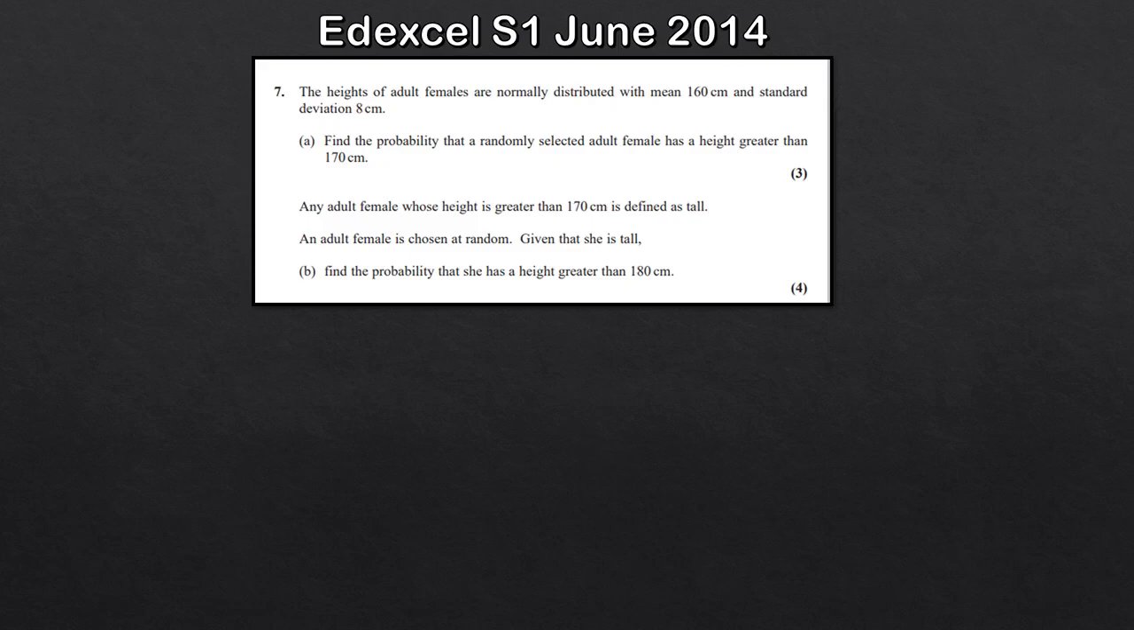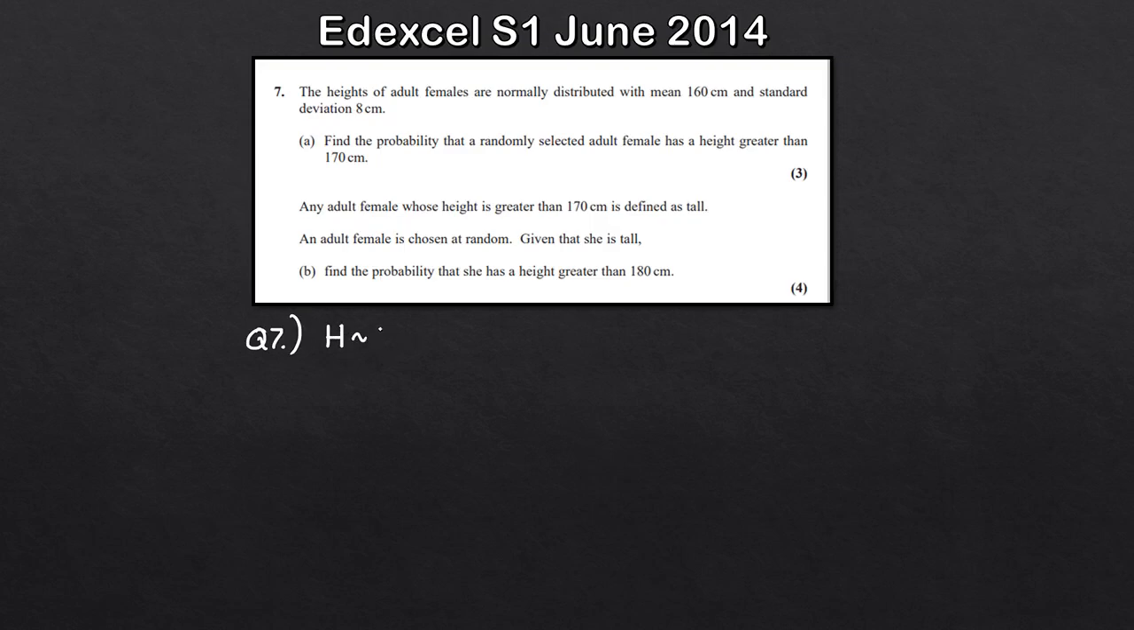So this is Edexcel S1, June 2014. Part A is pretty standard. We're just asked to work out a probability. So again, we're going to use our calculator here. So question 7, we're given the heights of adult females are normally distributed with mean 160 centimeters and standard deviation 8 centimeters. So I'm going to define my distribution here. I'm going to use the letter H, but it doesn't really matter. But H seems sensible given we're talking about heights.